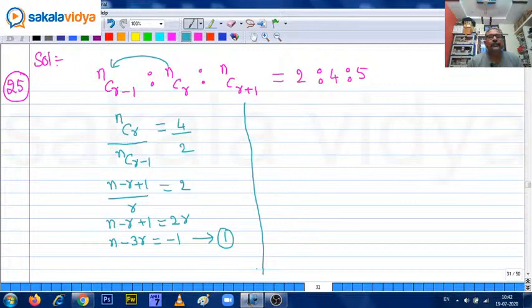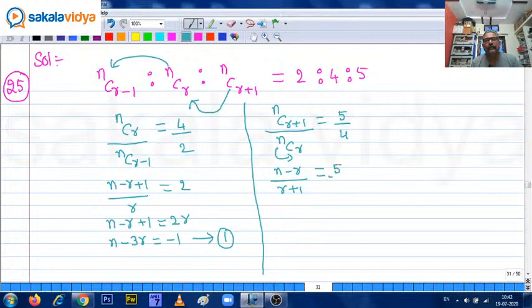Now let us move to this divided by this: nCr plus 1 upon nCr. Using the shortcut, (n minus r) upon (r plus 1) equals 5 upon 4. Now cross multiplication takes place. So we get 4n minus 4r equals 5r plus 5. Transposing 5r to this side, we get 4n minus 9r equals 5. Say equation 2. Now we need to solve these two equations to get the n and r values, using nCr by nCr minus 1, a sum of the binomial theorem itself.